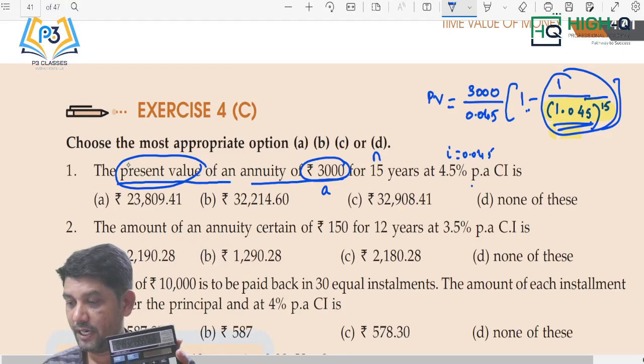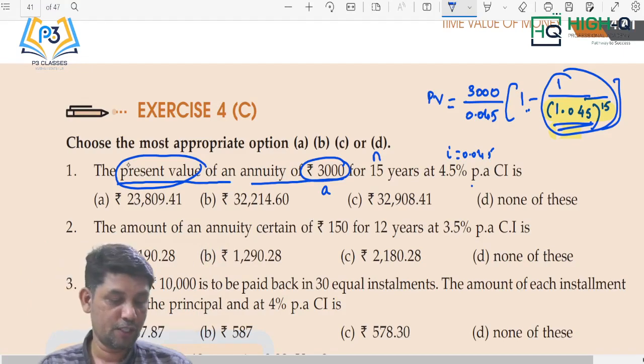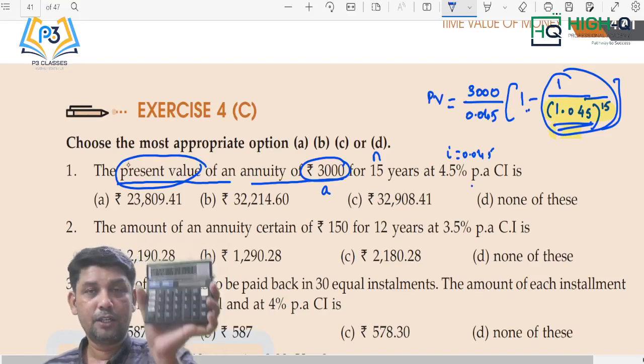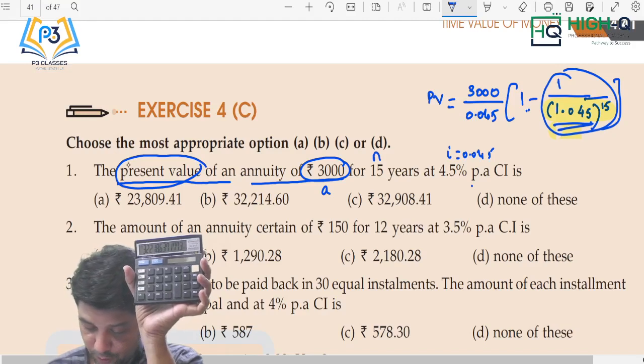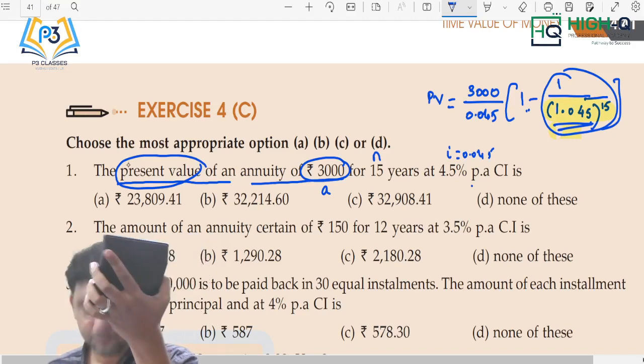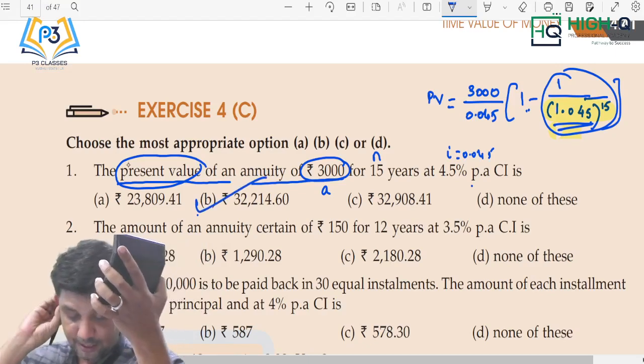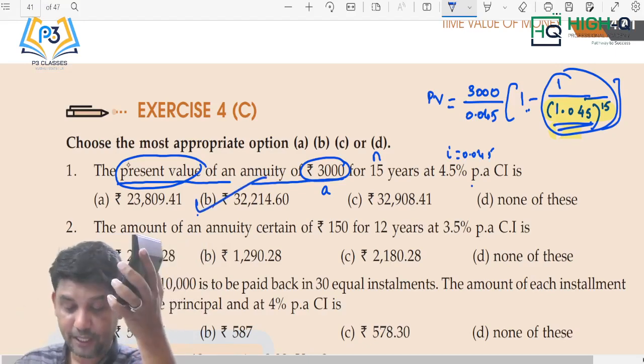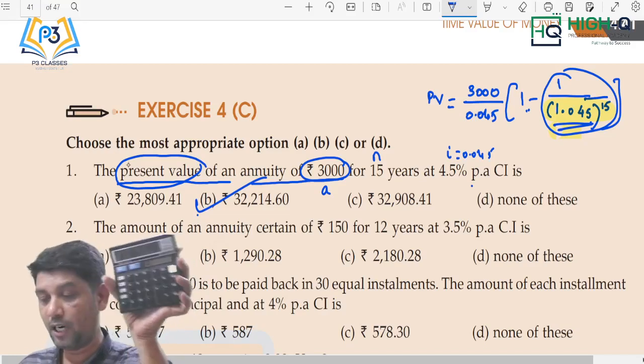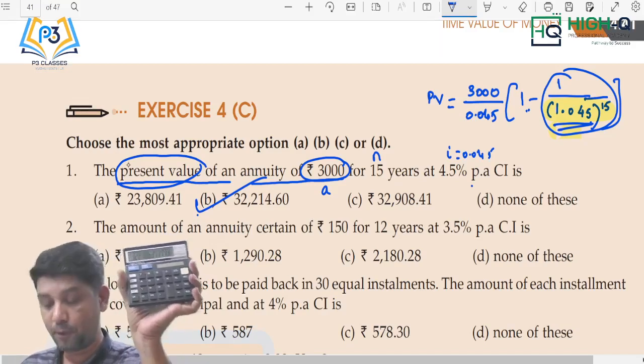Here what we have? Into 3000 divided by 0.045. Are you getting 32,218, my dear? 32,218.63. Approximately I am getting this. Sir, why this difference, sir? Because if you use a calculator, most of the time you will get approximate values only.